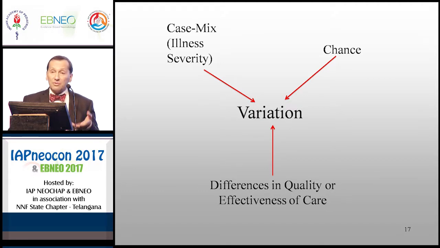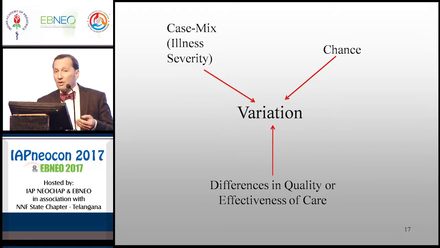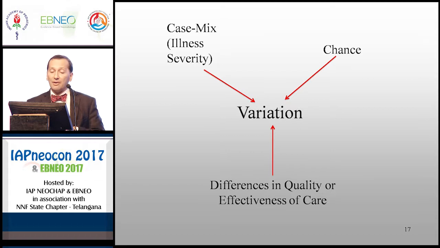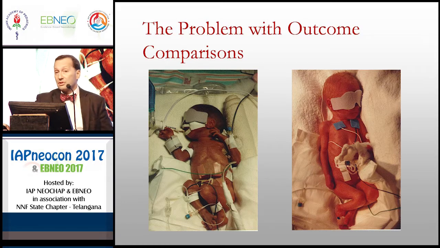And then if we can take care of those two issues, what is left is presumably differences in the quality or effectiveness of care. So how can we get rid of those other aspects so that we can use variation to drive our QI priorities? Well, the first issue is to think about how to deal with case mix or illness severity.